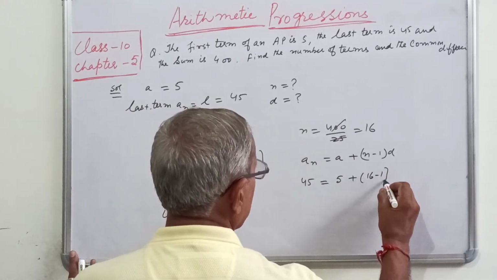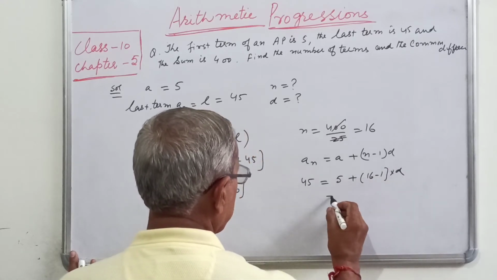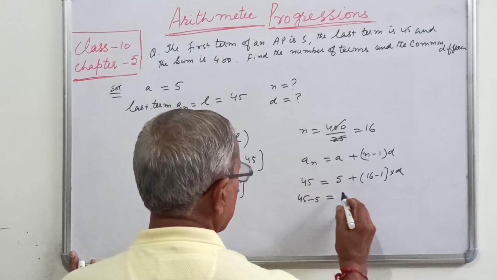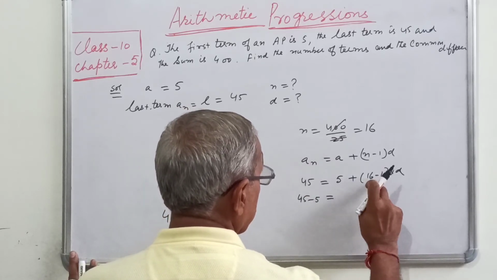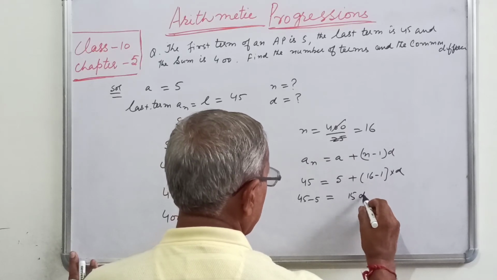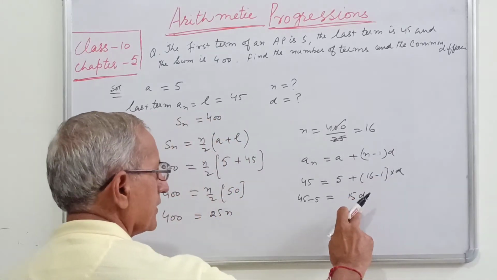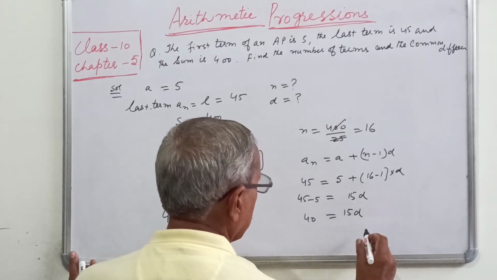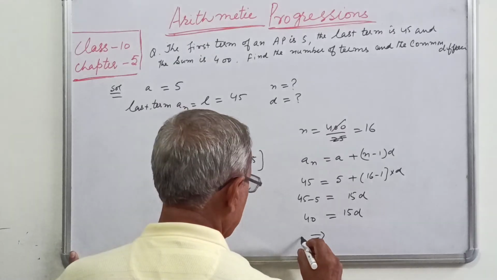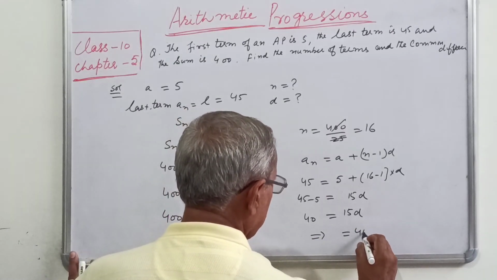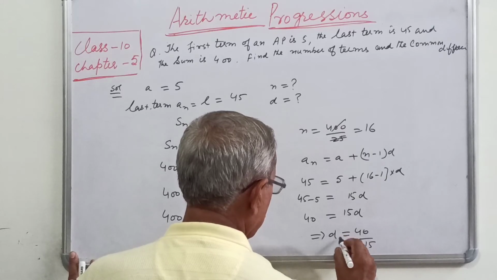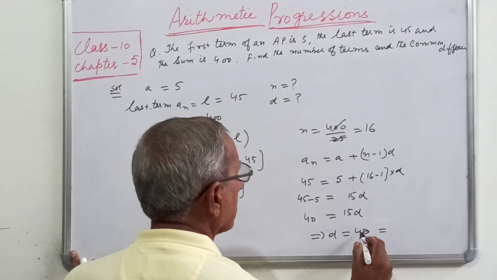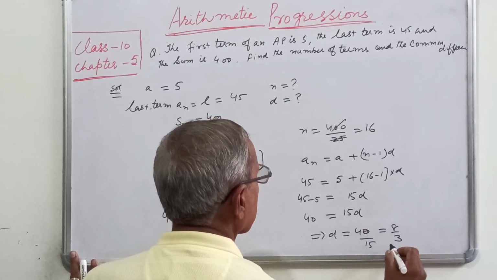16 minus 1 multiply by d. So 45, 5 इधर किया तो minus 5 is equal to, इसमें ये बन गया 15d. 16 minus 1 is 15d. तो 40 is equal to 15d. So d will be 40 divided by 15. So d is 40 divided by 15. So 5 से कैंसिल किया, काटा इनको, तो आ गया 8/3.